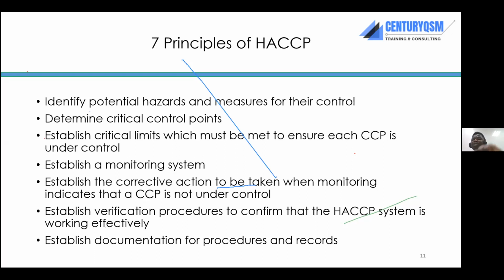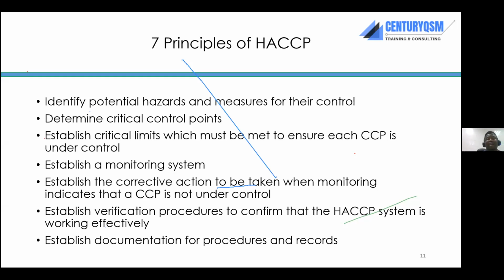So the likelihood that it will occur is 3. The severity that it can kill is like 4. So if I multiply 3 times 4, that's 12. You can see that it is more severe to have microbiological hazards present in your food. So you have to put up controls.